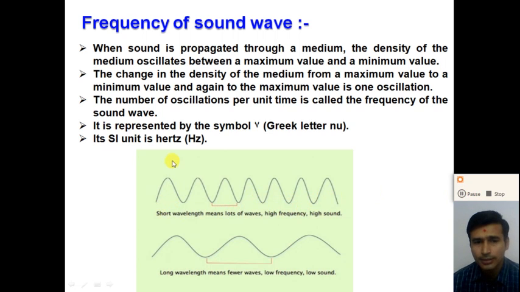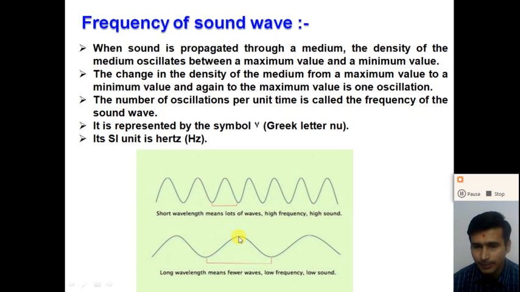Here the number of oscillations completed in 1 second is represented, and in this figure also the number of oscillations completed in 1 second is given. Let us calculate it. From maximum value to the maximum value again is one oscillation, two oscillations, three, four, five and six oscillations. So the number of oscillations completed in 1 second is 6.